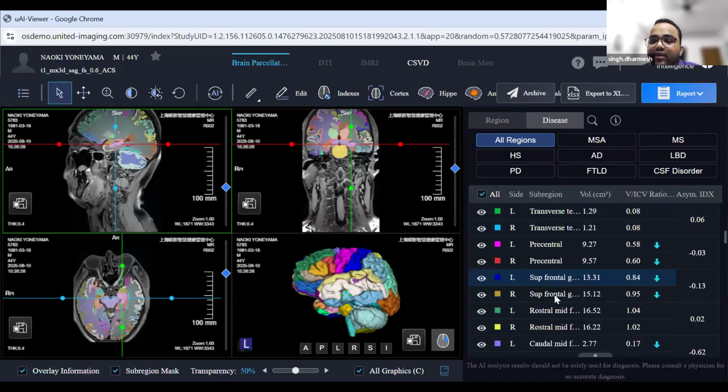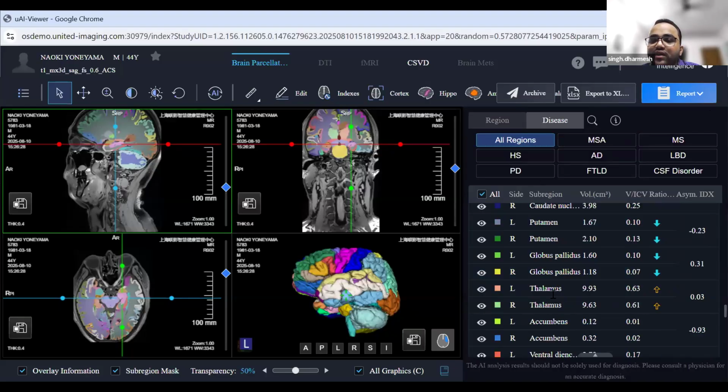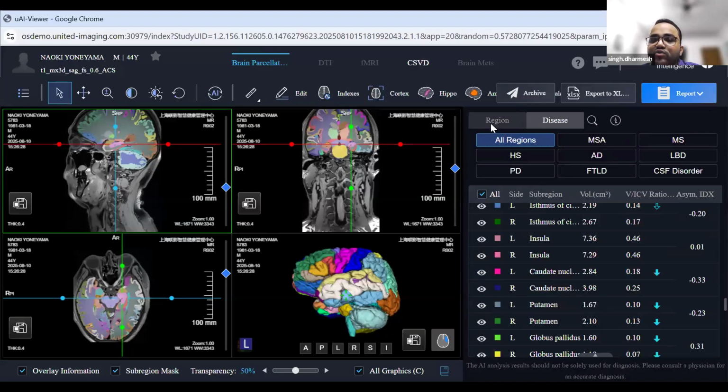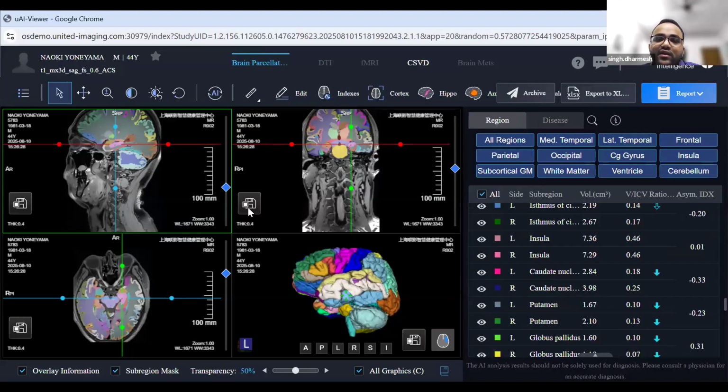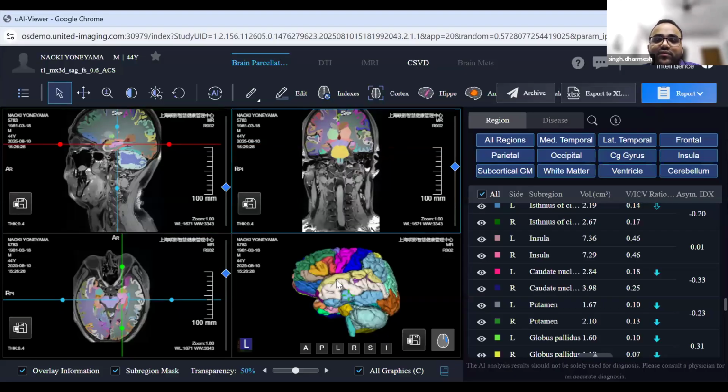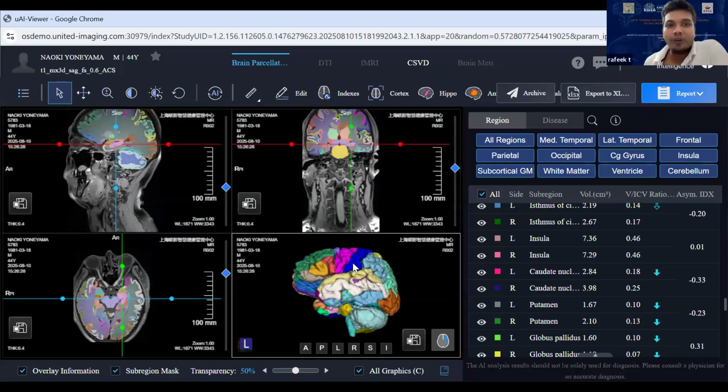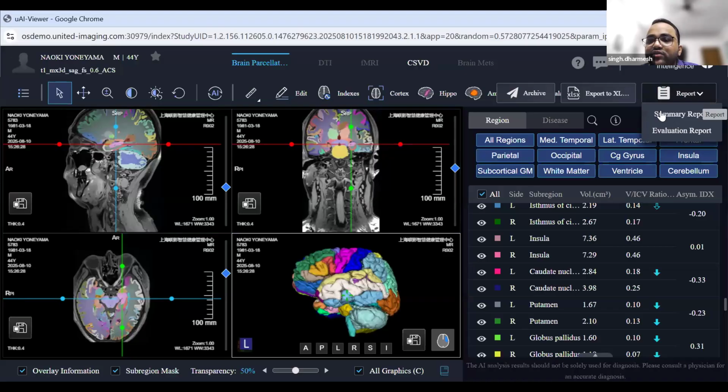It shows the volumes: hippocampal region, parahippocampal, temporal lobes. All the volumes and regions are there. If you want to select only the hippocampal region, it shows only the hippocampal region. This is a very, very good tool, and also FDA cleared. I think these are very useful for clinicians and radiologists. The report is very, very good. You can generate the report, and in the report you can find a lot of volumes and information which will be very, very helpful for the radiologist.